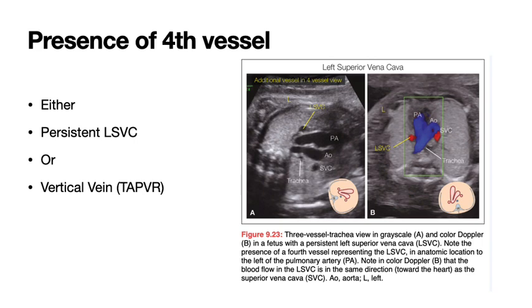Your choices are, it's either a persistent left superior vena cava on its way down to curl under the heart by way of the coronary sinus, or it is a vertical vein, meaning the pulmonary veins go into a confluence, and then the confluence goes by way of a vertical vein up to, it can go a number of places, but including the superior vena cava.